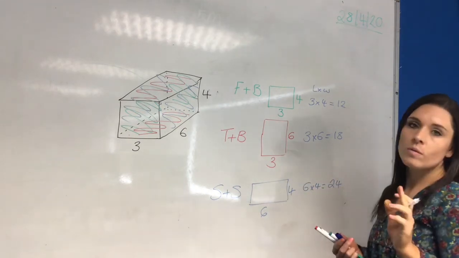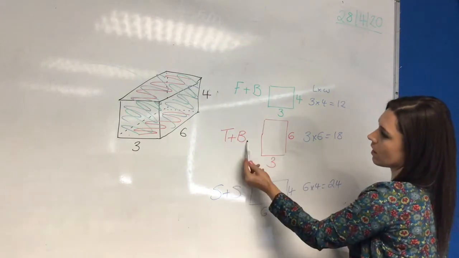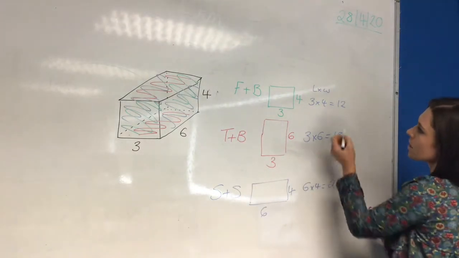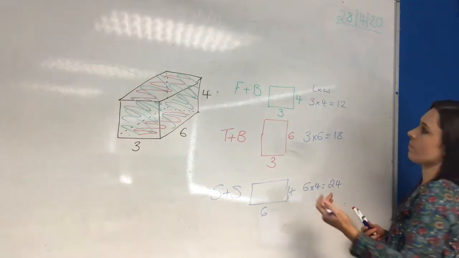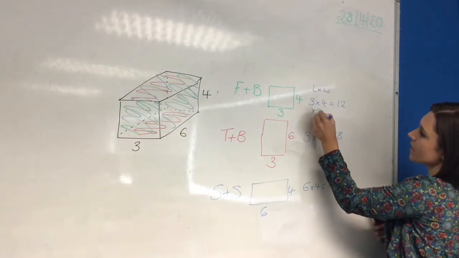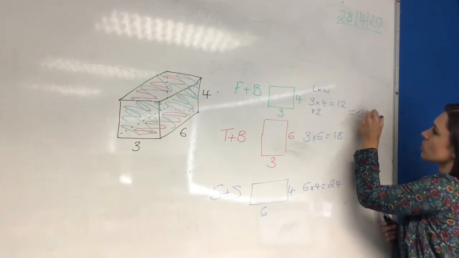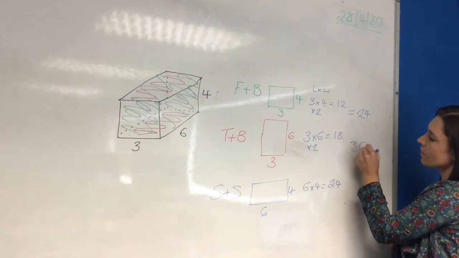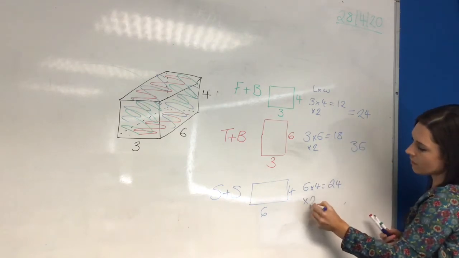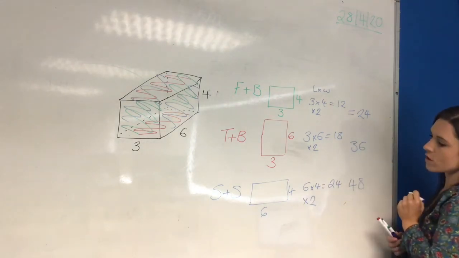Now we know that we have 2 of each face. So what we need to do to these values here is double them. So if we have 2 of these, this becomes a total of 24. 2 of these, a total of 36. And 2 of these, a total of 48.